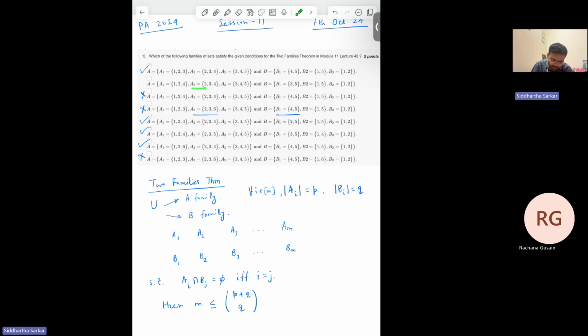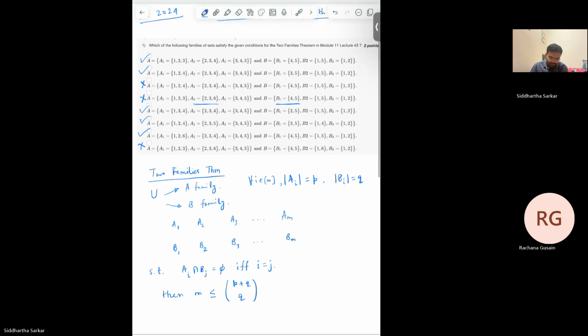So this is good. A2 intersection B2 is empty, nothing in common. A2 intersection B1 is 3, so that is non-empty, as per the condition. A2 intersection B3 is 2, so that is non-empty. So this satisfies the condition. You have also checked the other things. Fine, so we will conclude that this is also fine. Okay, we can go to the next one.